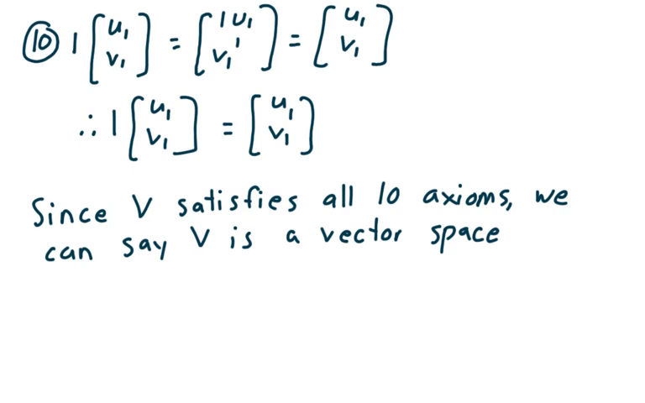Since V satisfies all 10 axioms, we can say V is a vector space. And the one thing you need to establish from the beginning is the zero vector, because that shows V is non-empty. But you want to show V is non-empty by getting the zero vector. Why? Because that helps me get additive inverses. So in other words, when I went for axiom 5, it's helpful to know the zero vector is in there.